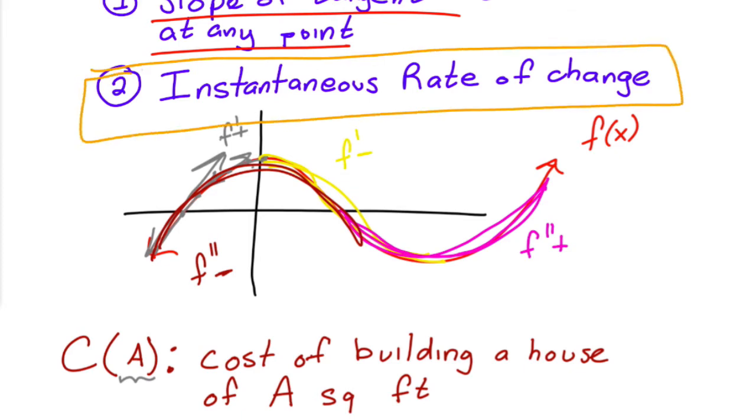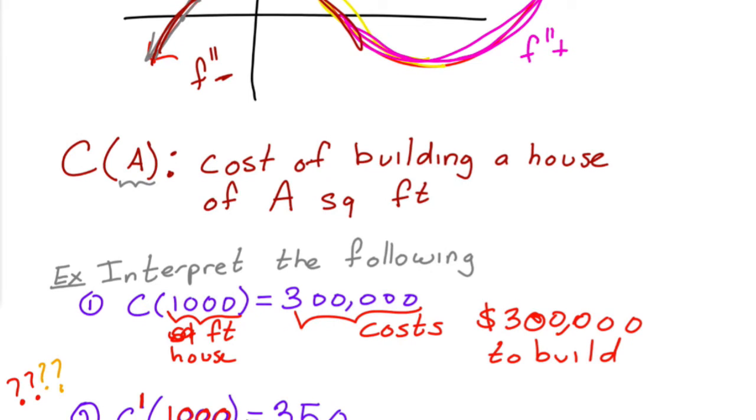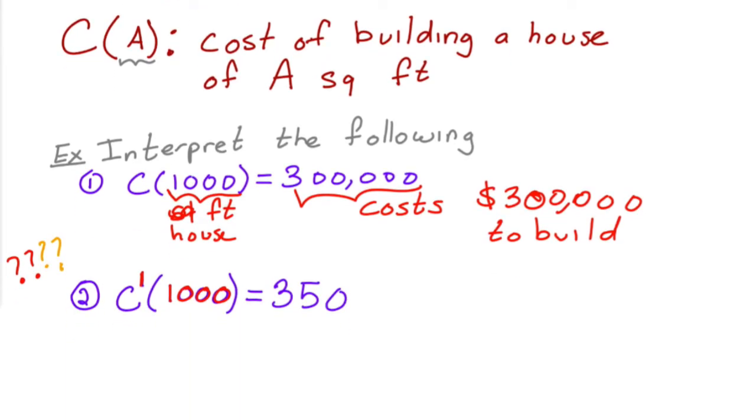Now, rate of change is general. Here, the rate of change is talking about the cost of building a house. So this would be the rate of change of the cost of building a house. Basically what this tells you is that how fast the cost of building a house is going up is $350 at that instant, exactly at the instant where you have built 1,000 square feet already.